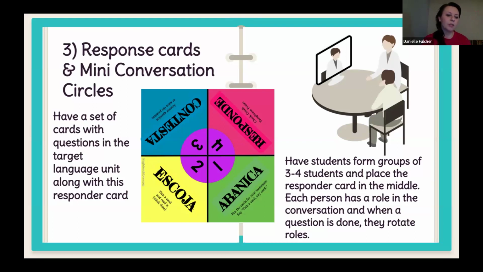And role 3 is the one who actually answers the question. So let's say it's one of the basic questions, ¿Qué te gusta hacer? What do you like to do? The person in role 3 would have to first take some time and think about how they would answer that. Then they would say, a mí me gusta comer en la clase. I know this is something my students do all the time. I like to eat in the classroom.